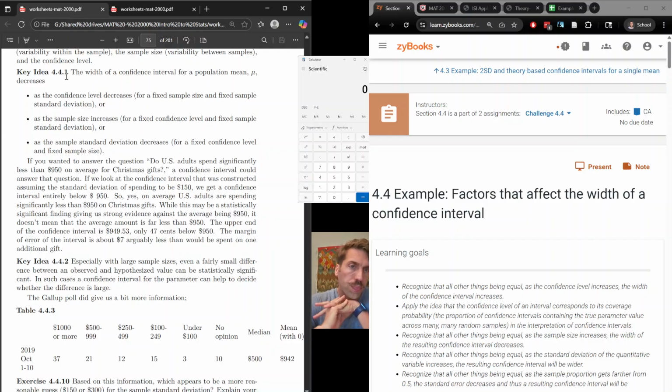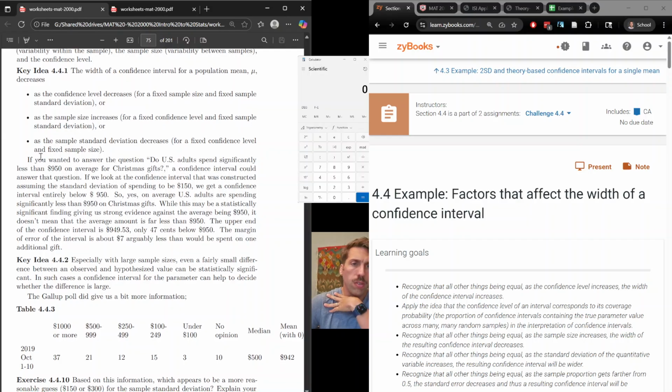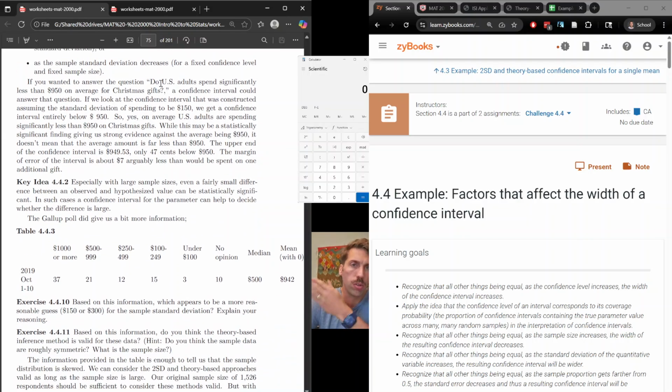Okay, so here, if you wanted to answer the question, do U.S. adults spend significantly less than $950 on average for Christmas gifts? A confidence interval can answer the question. If we look at the confidence interval that was constructed, assuming the standard deviation of spending to be 150, we get a confidence interval entirely below 950. So yes, on average, U.S. adults are spending significantly less than $950 on Christmas gifts.